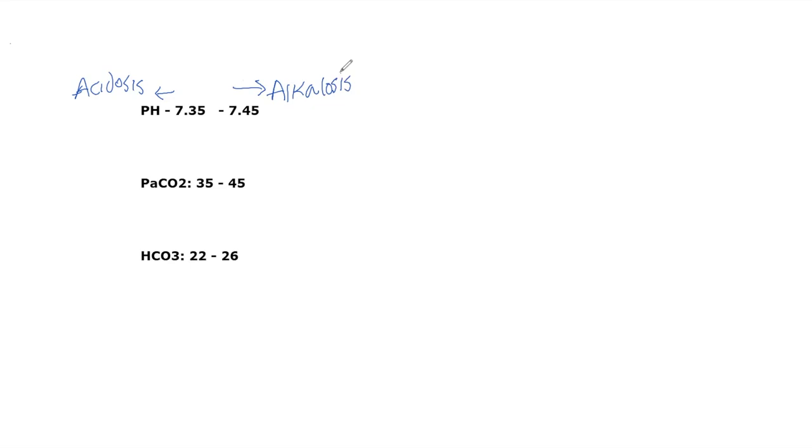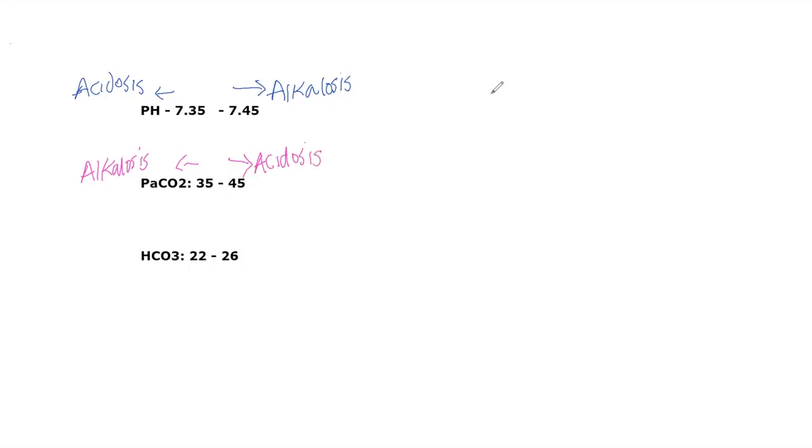All right. With your PaCO2, it's opposite. Your carbon dioxide goes in the opposite direction. Anything less than 35, we say it is alkalosis, and it makes total sense, because remember, your carbon dioxide is acidic. So if it's less than 35, it makes sense that it is basic, so alkaline. And if it's greater than 45, the more acidic it is, so acidosis.